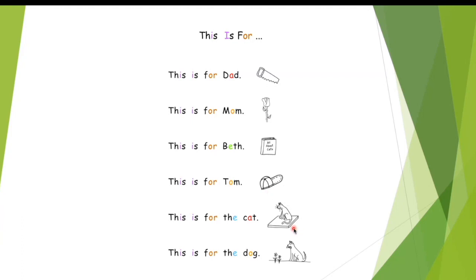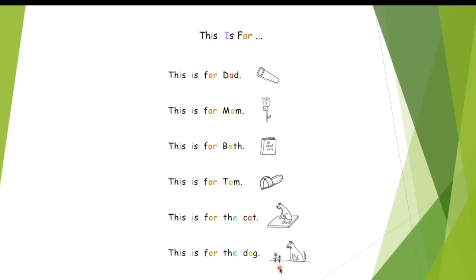All right, next one. We have here a mat. So who is this for? Let's read the sentence. This is for the cat. So this mat is for the cat. Correct. The next one.